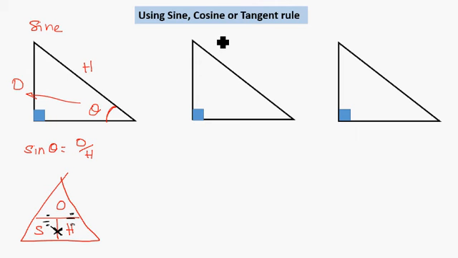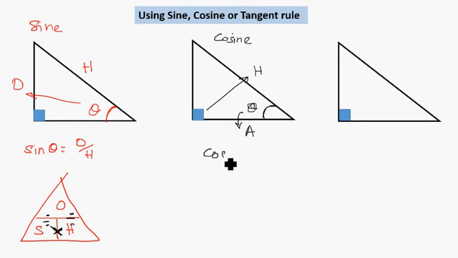Now when to use cosine? Cosine is when we have the angle, everything is in reference to the angle here, and right next to the angle is the adjacent side, opposite the 90 degrees is the hypotenuse. Okay, so once we have this, we can use the hypotenuse and the adjacent side to find the angle, or we can use the angle and hypotenuse to find the adjacent, or we can use the angle and adjacent side to find the hypotenuse.